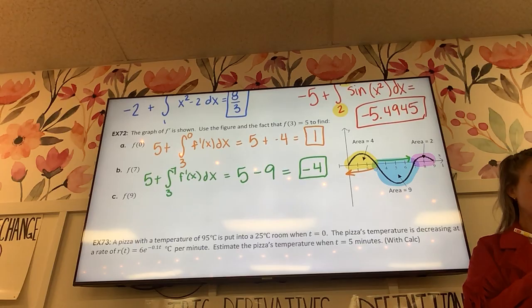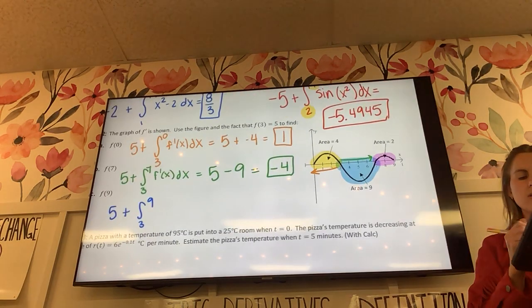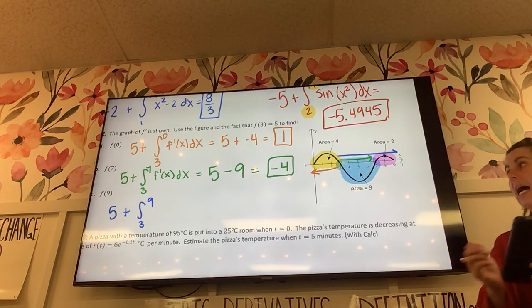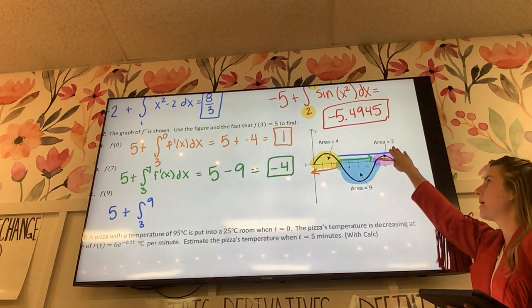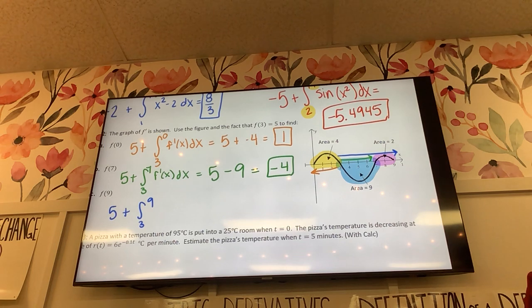All right, and then the last one here, initial condition is 5, integral from 3 to 9. So we're going forward still, 3 to 9. This is negative, this is positive. f prime of x dx. So 5 minus 9 plus 2, which would be negative 2. All right, so it's kind of all about accumulating the area, but adding your initial condition.